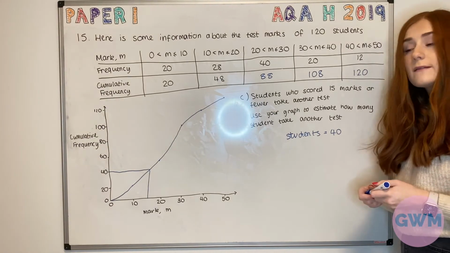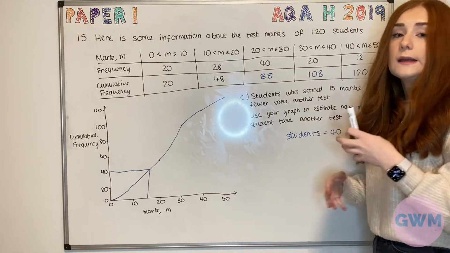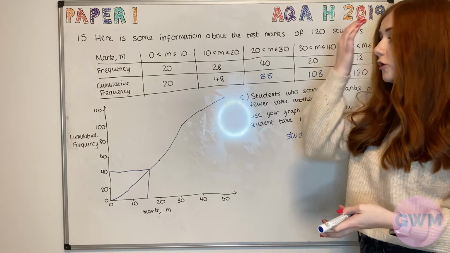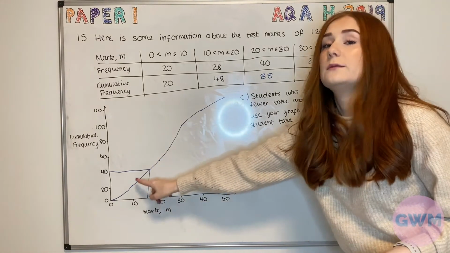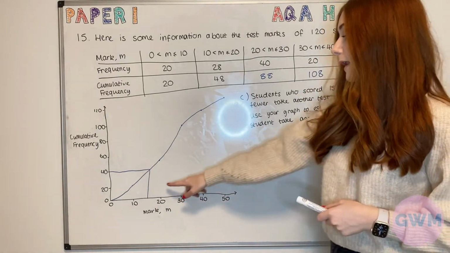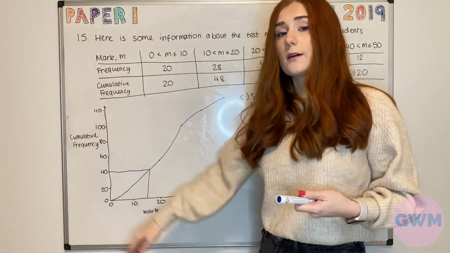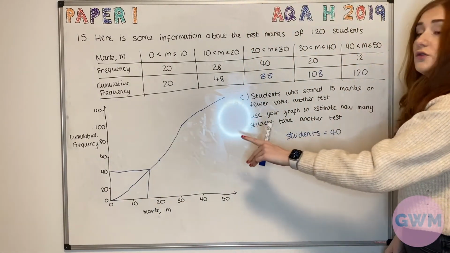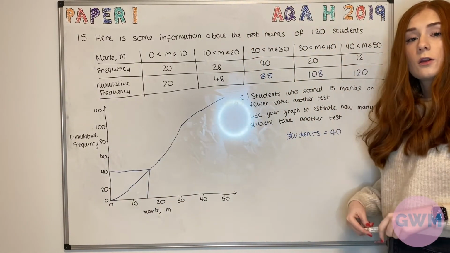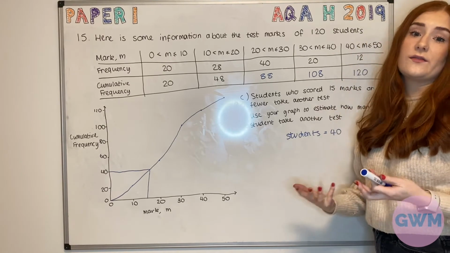Your graphs may vary slightly, so make sure you just read yours accurately, and there will be leeway in the marking for variations in exactly where that curve lies. But as long as you've drawn that line straight up to your curve and straight across, you'll get the marks. So just make sure you've shown that on your graph. For mine, the number of students that need to take that other test is 40.